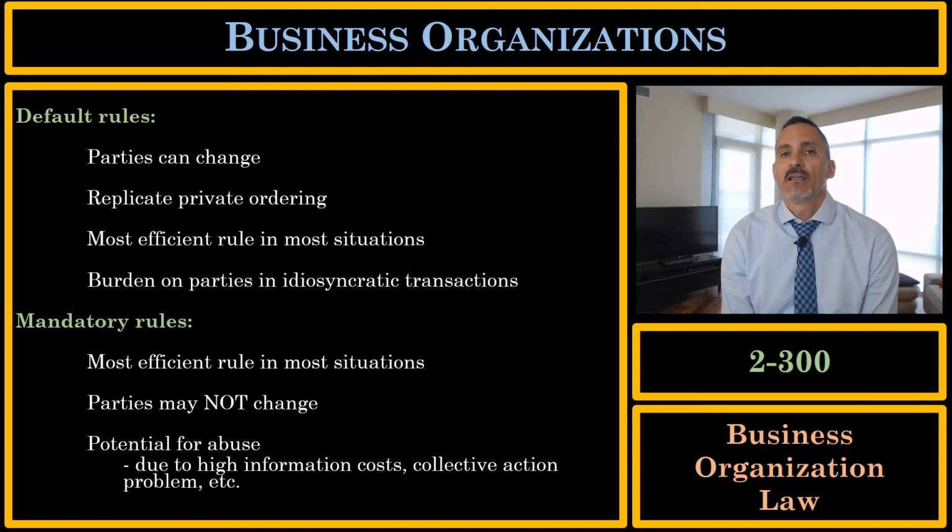In addition, there is something going on with respect to the rule that it is subject to potential abuse. Maybe there can be abuse because information costs will be high or collective action costs will be high. For whatever reason, changing this rule would give rise to potential abuse, and so the legislature or the court says you cannot change this rule.